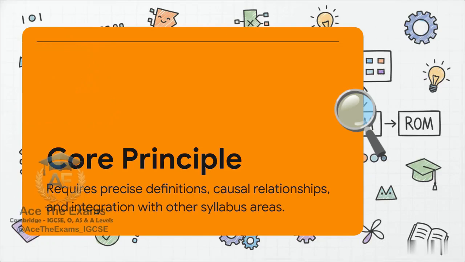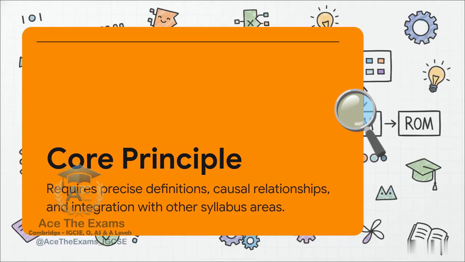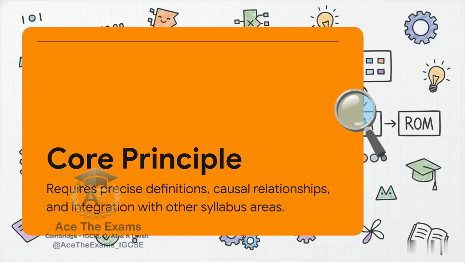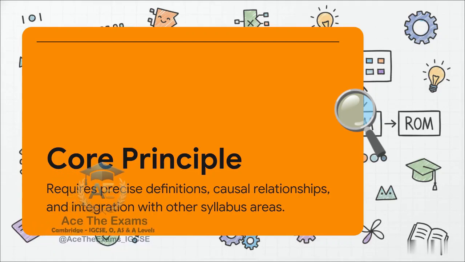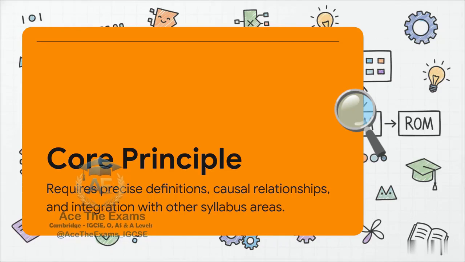The principal examiner reports consistently highlight that candidates who reference cross-topic connections achieve significantly higher marks. Think about it. The program counter doesn't just exist in a vacuum. It rests on precise definitions. Yes, it stores the address of the next instruction to be fetched. We know that. But the actual magic is in the causal relationships. The PC feeds the memory address register. The PC increments while the current instruction is being decoded.